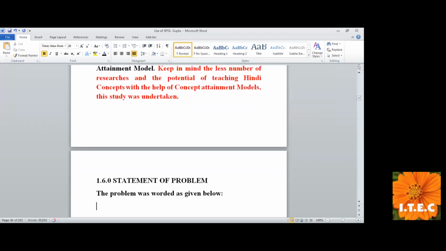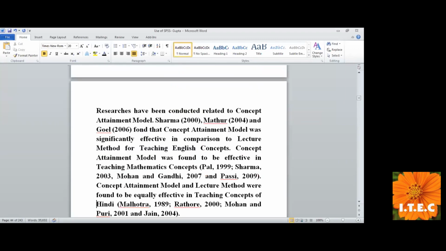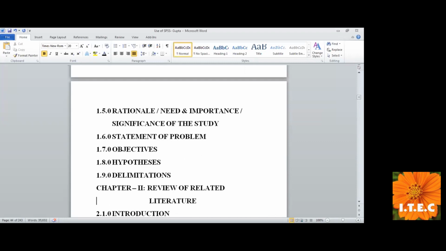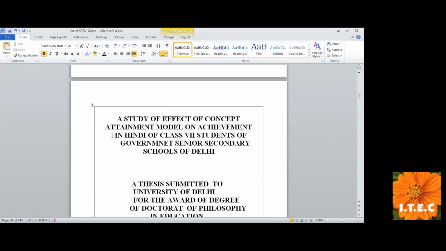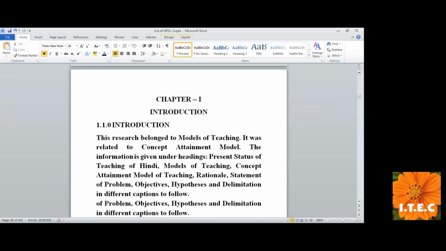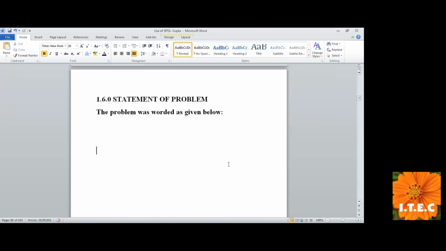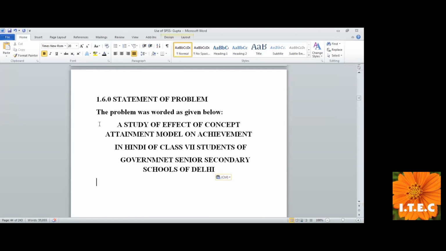And when you are writing, it's exactly the same as what you have written at the top. You have written a study of effect of concept attainment model. So it's exactly the same.